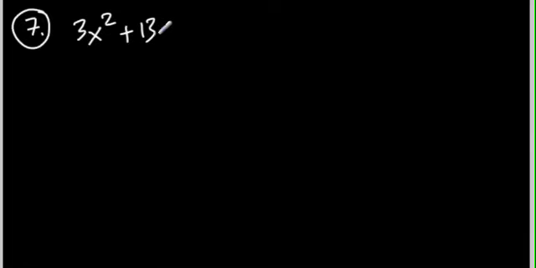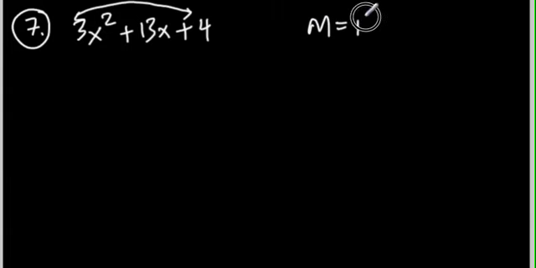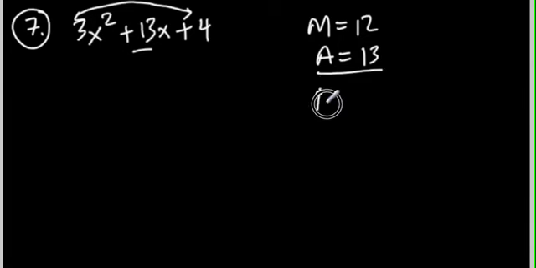All right, number 7. It's 3x squared plus 13x plus 4. Once again, we multiply the first number and the last number for the multiplication, which is 12. 3 times 4 is 12. A is always the middle term with the x, so that's 13. So the two numbers that we need that multiply to 12 and add up to 13 are 12 and 1. Because 12 times 1 is 12, and 12 plus 1 is 13.